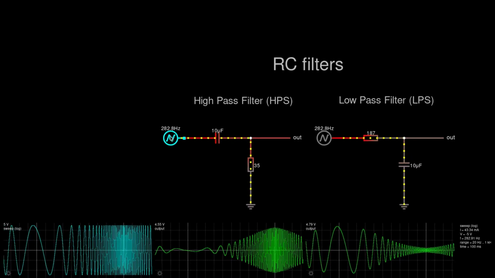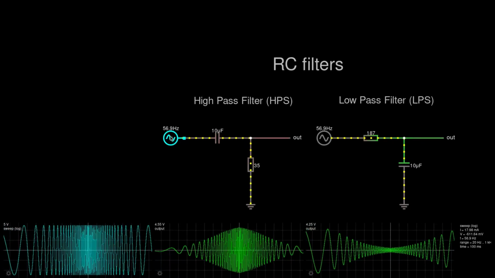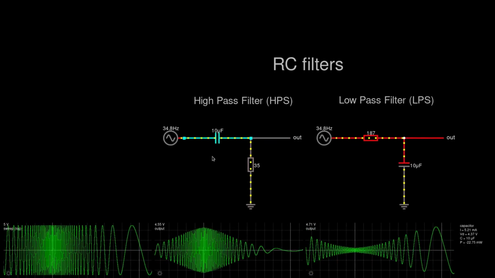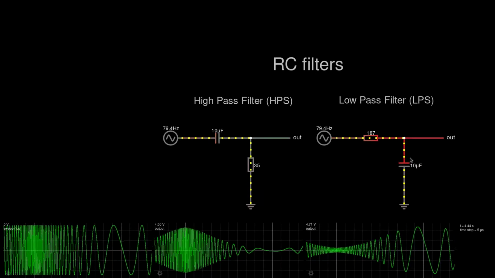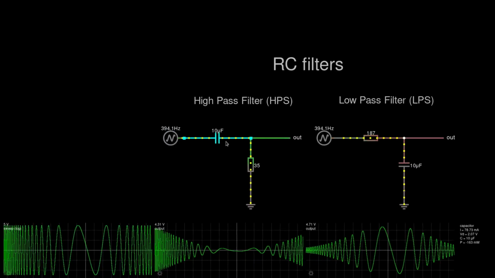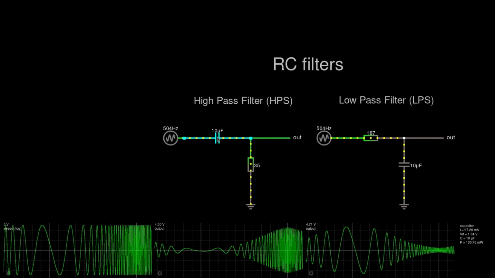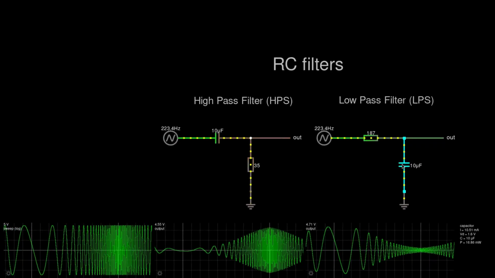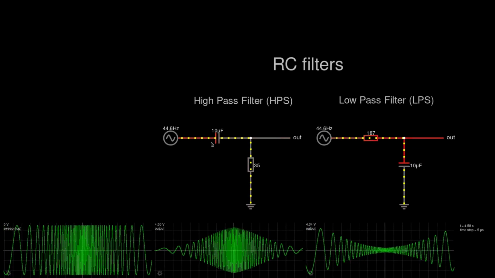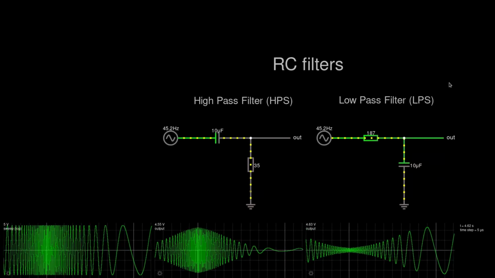As I talked about in the frequency controlled resistor video, the resistance of the capacitor over here and over here depends on the input frequency. The higher the frequency, the lower the resistance over here and over here. So if these are resistors, then let's pause it for a moment.